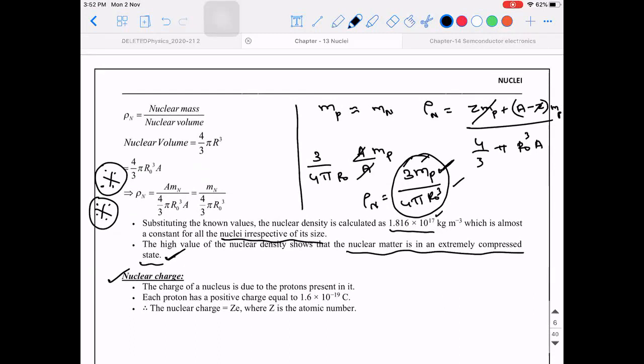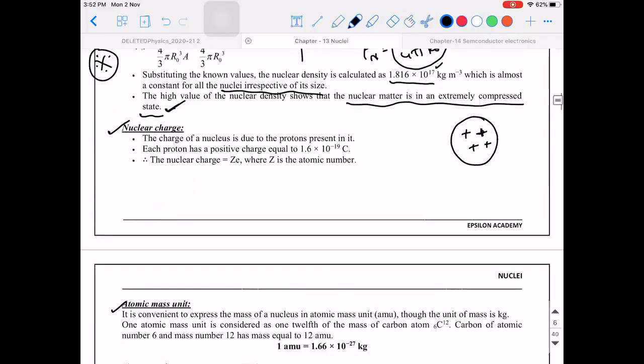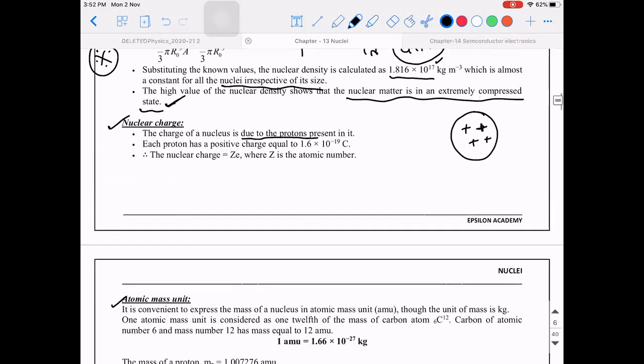So proceeding to the next concept. The next concept is nuclear charge. Now comes the question again. Inside the nucleus, who is responsible for the charge of it? It is only protons, because neutrons are neutral particles, right? So charge of the nucleus is due to the protons present in it. So each proton has a positive charge of how much value? 1.6 into 10 power minus 19 coulomb.